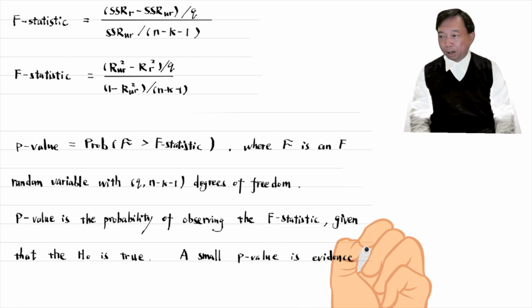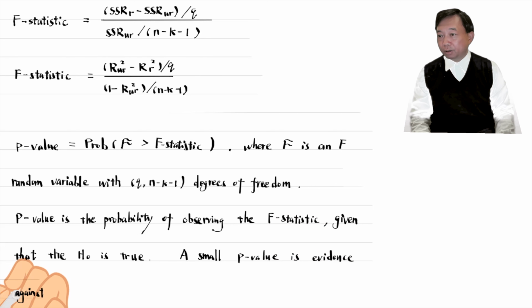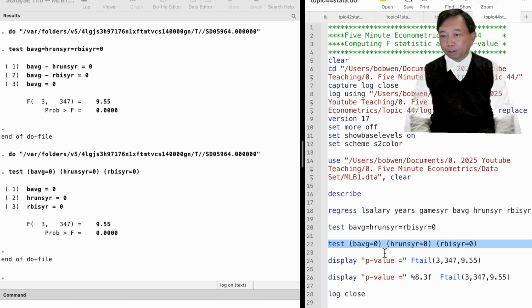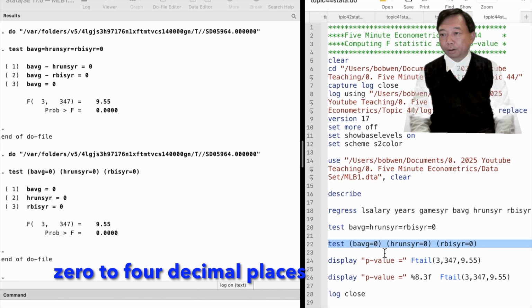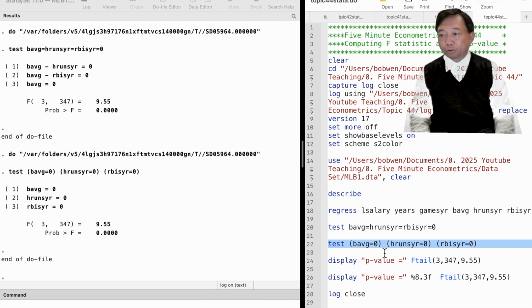A small p-value is evidence against the null hypothesis. In our case, the p-value equals 0 to 3 decimal places. It is small enough to reject the null hypothesis at any conventional significance level. It implies that the 3 productivity variables jointly influence the salaries of baseball players.